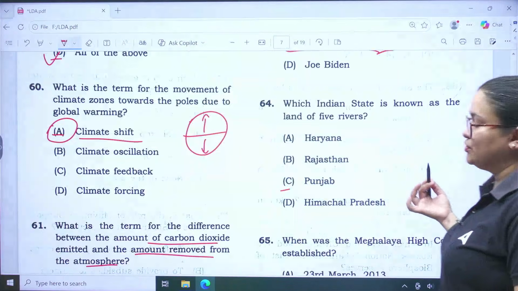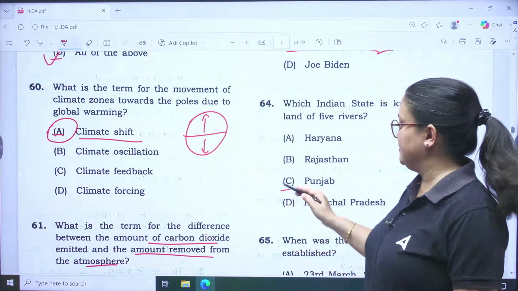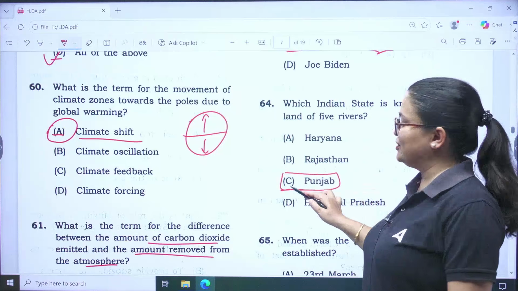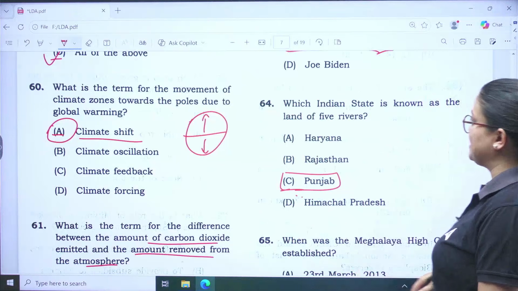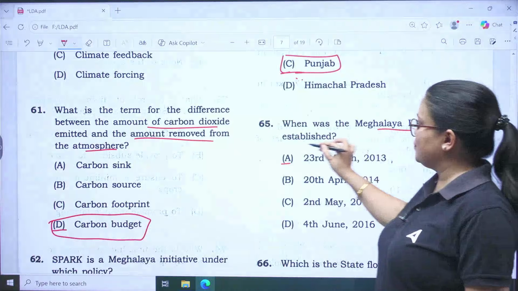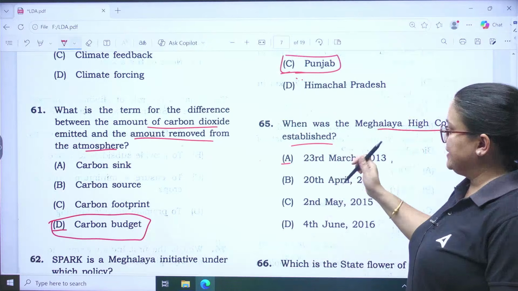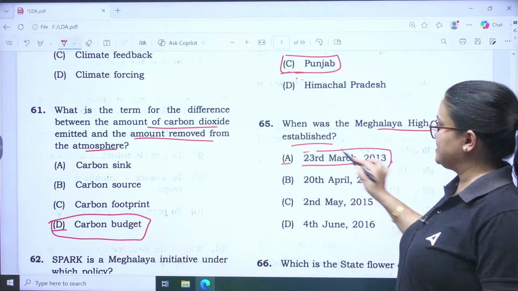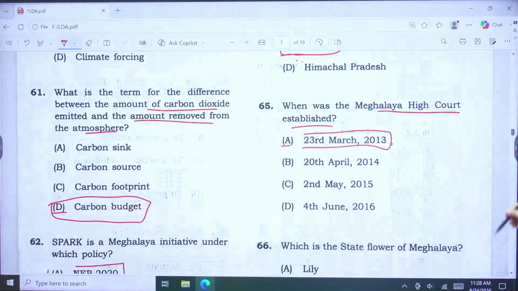Next, which Indian state is known as the land of 5 rivers? This is very easy. From childhood onwards, we have studied this particular question, right? Punjab, which is known as the land of 5 rivers. Next, Meghalaya High Court. This is a question about Meghalaya. Here it was asked about the High Court. It was established in the year 2013, on 23rd March.